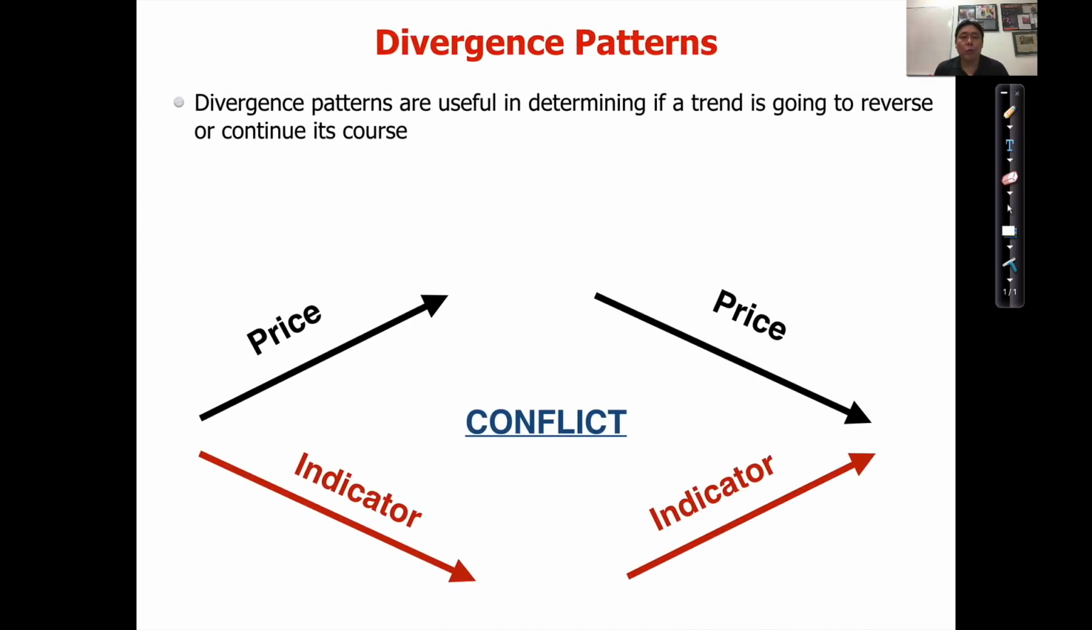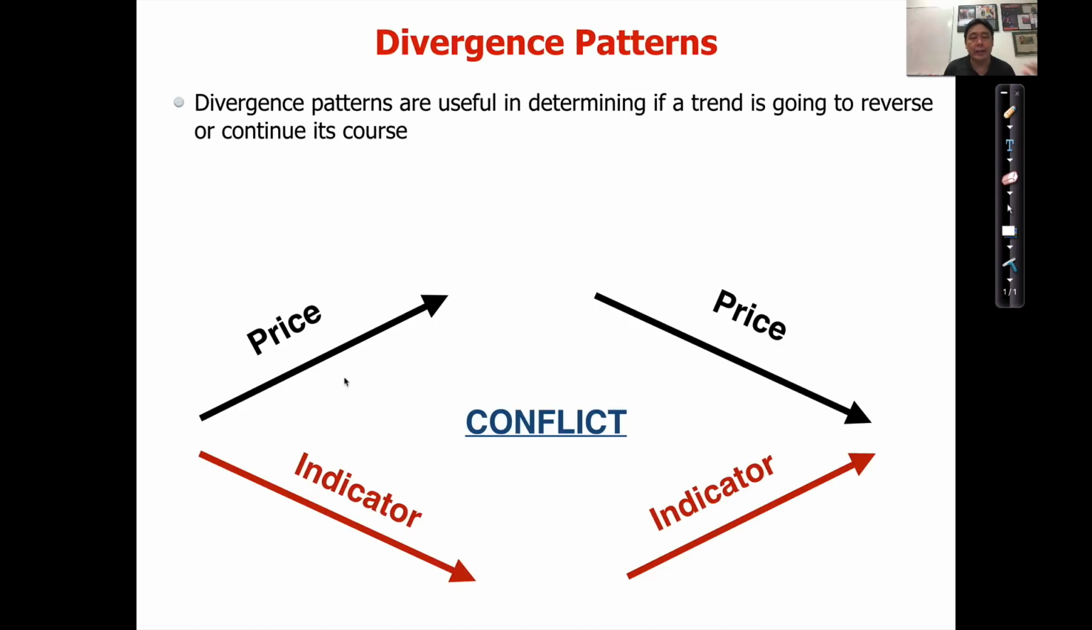We're going to use divergence to anticipate reversals in price. So first and foremost, what does divergence mean? To diverge means to go opposite. That's what it means basically. And we are going to look for divergence between the price trend and the indicator trend.